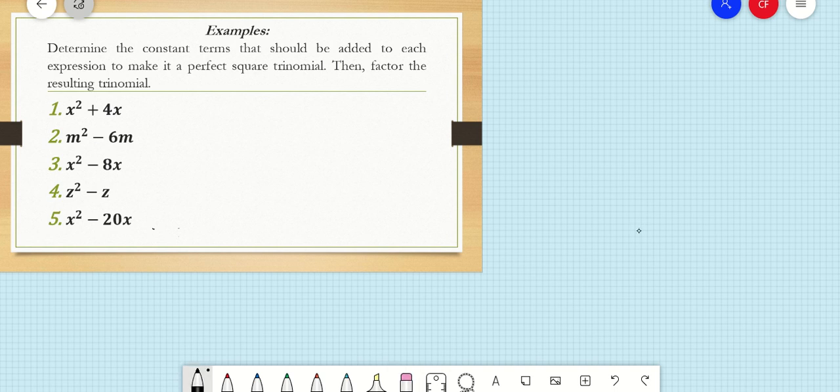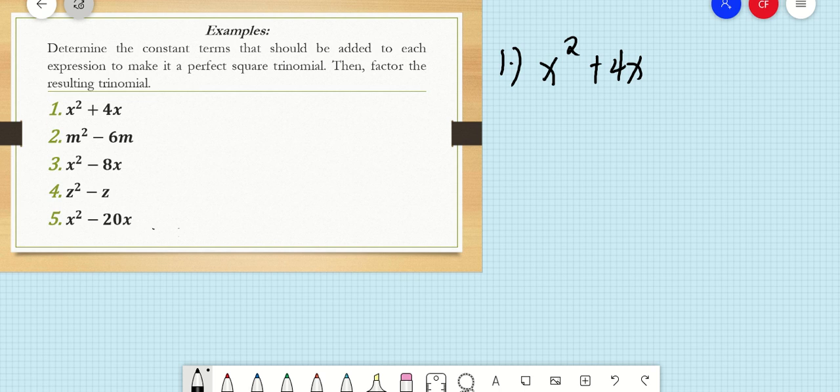Sa example number 1, we have x squared plus 4x. So paano nga ba natin gagawin, paano natin gagawing perfect square trinomial yung x squared plus 4x. Take note, nakalagay sa instruction natin is mag-a-add po tayo ng constant term dito sa expression na to para maging perfect square. Okay, maging perfect square trinomial.